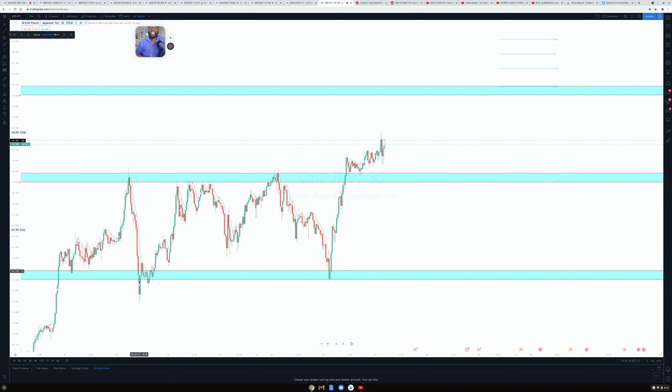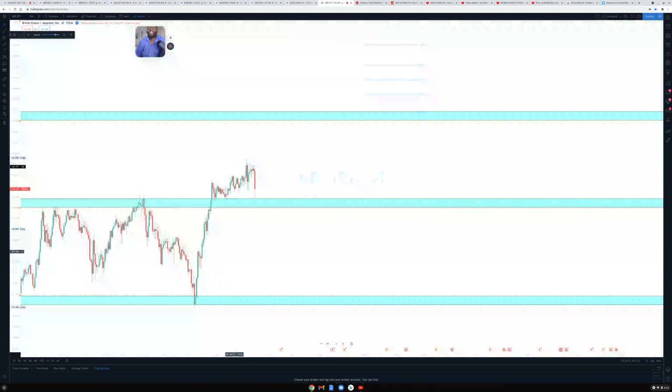So let me replay so we see how the support and resistance actually works in our favor, and the break of structure, and how this all affects trading. So yeah, let's see.